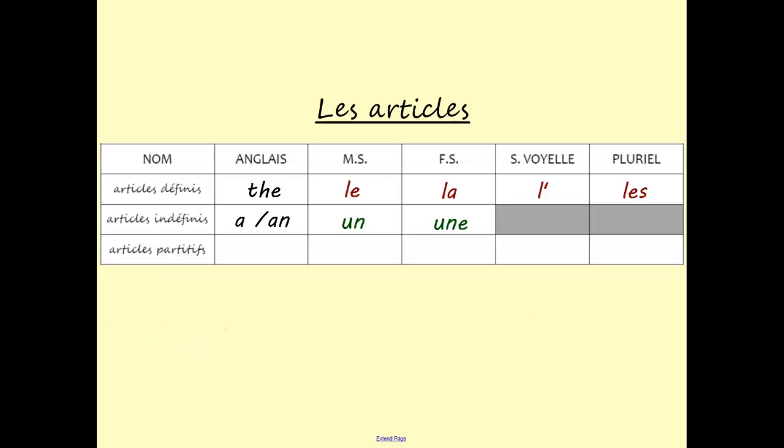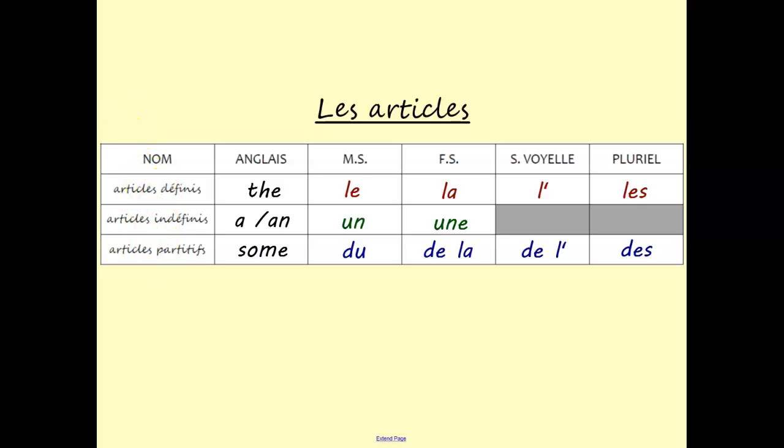And then we have this other group that doesn't actually exist in English called articles partitifs, partitive articles. And partitive articles are the ones that mean some. And those are essentially de plus the form of the. So de plus le makes du. We can put together de la or de l'. De plus les makes the word des. So three different groups of articles: definite, indefinite, and partitive.